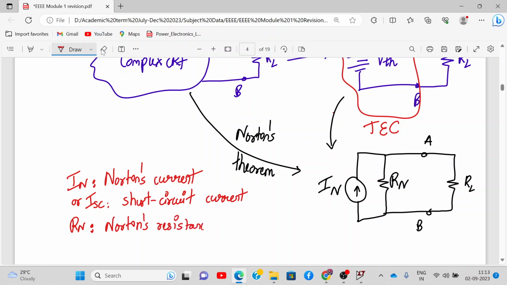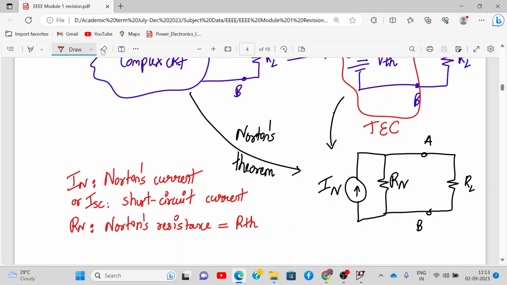Now the good news is it is the same as Thevenin's resistance. The procedure to calculate RN and RTH is the same, so Norton's and Thevenin's resistance are one and the same thing. Norton's current is a different thing. Thevenin's voltage was the open circuit voltage; this is the short circuit current IN. And now we will learn how to calculate IN and RN.